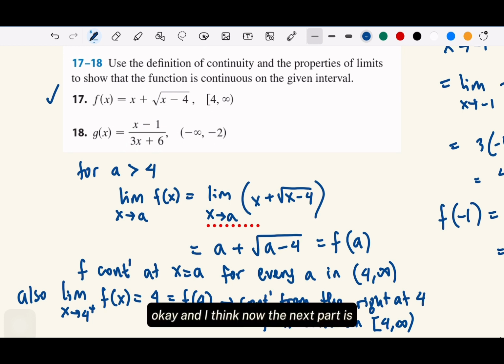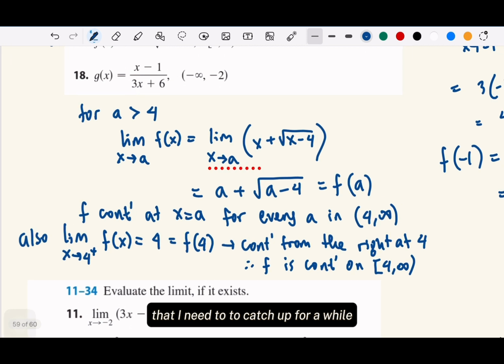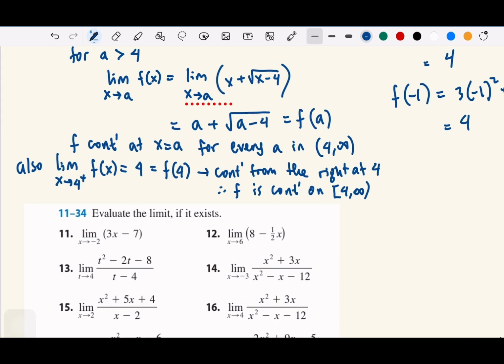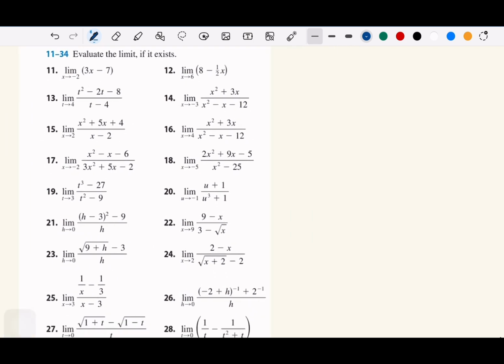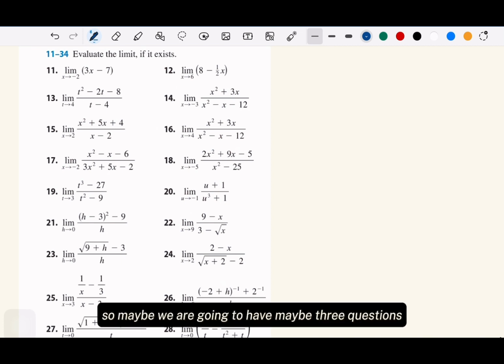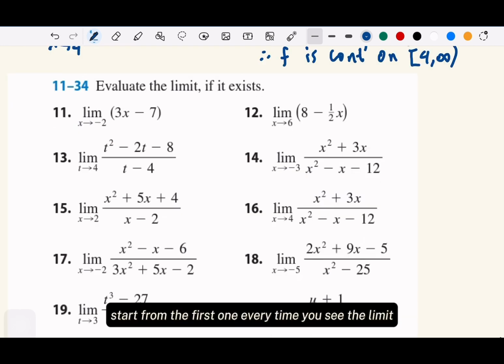Okay, and I think now the next part is for evaluating the limit. That I need to catch up for a while. I prepared a lot of questions here. So maybe we are going to have 3 questions. Start from the first one.